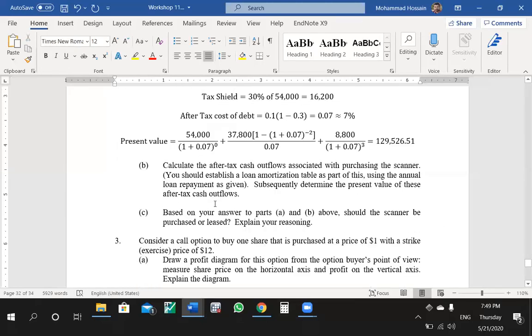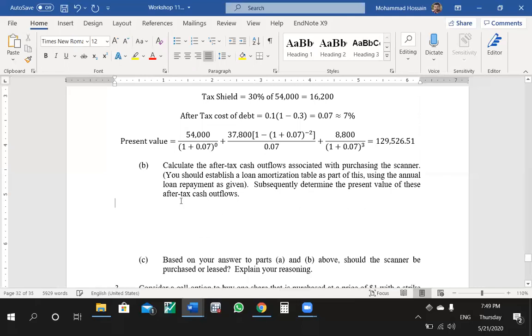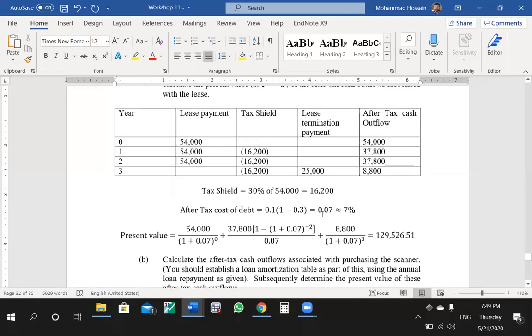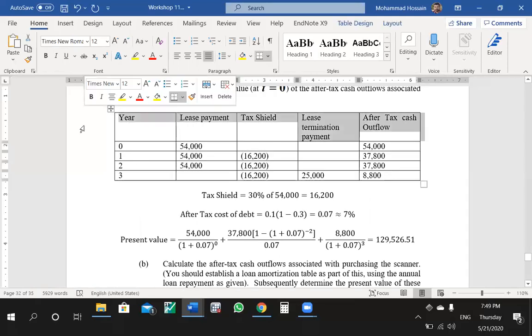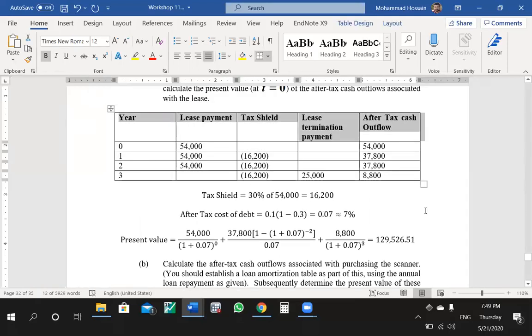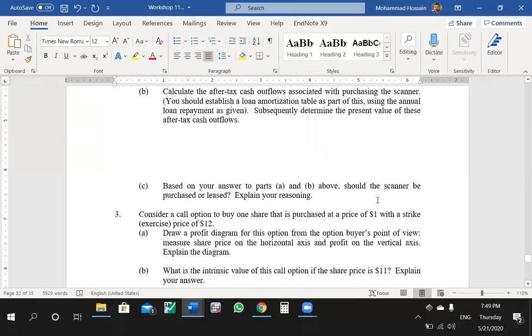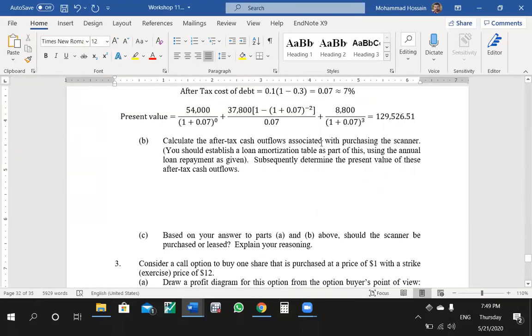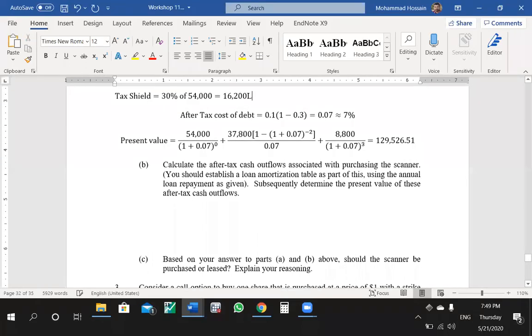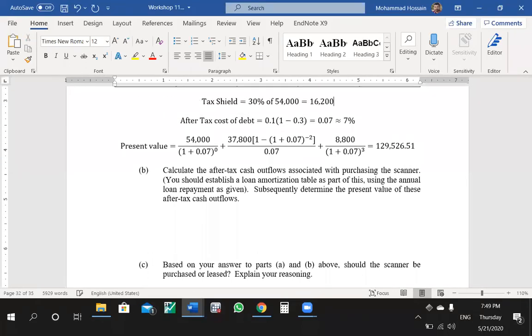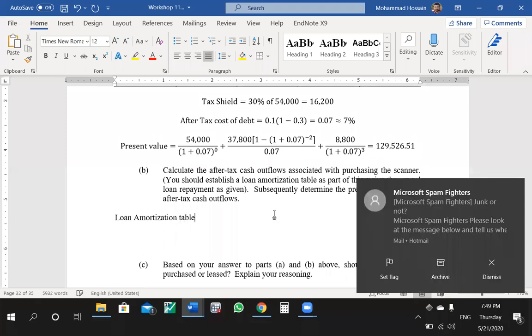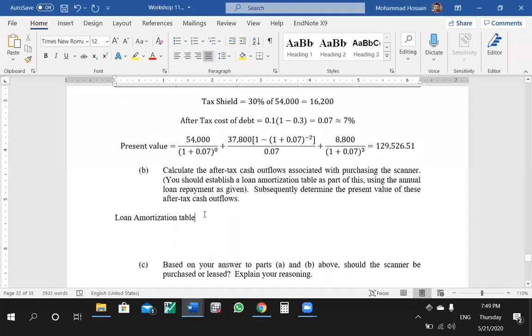Now you're going to do the second part. Calculate the after-tax outflows associated with purchasing the scanner. Okay. Now we do the scanner part. First, we're going to do the loan amortization table. Okay.